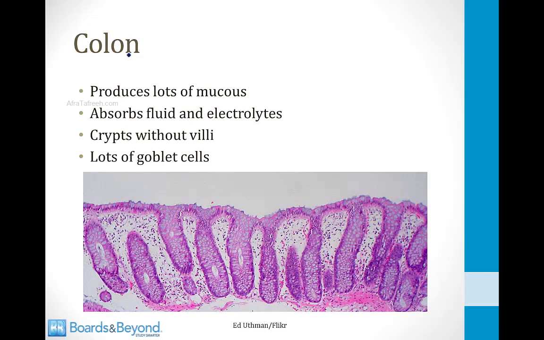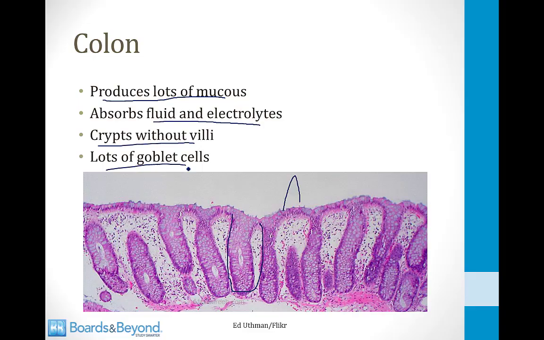Let's move on to the colon. The colon produces lots of mucus. It also absorbs fluid and electrolytes. And on histology, the hallmark of the mucosa of the colon is to see crypts without villi. This is a picture of a cross-section through the colon. You can see these deep crypts here, but there are no villi as you would see in the small intestine.